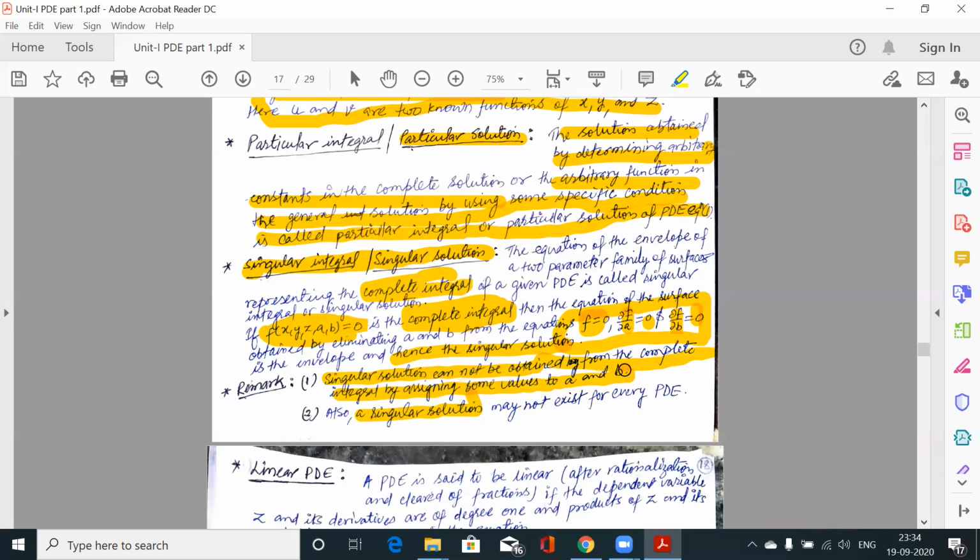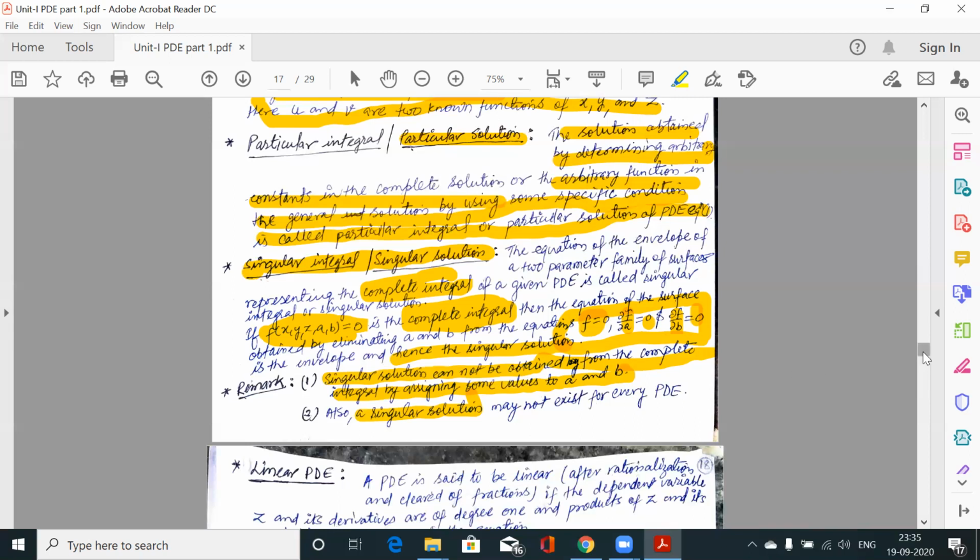So these are the two remarks: a singular solution may or may not exist for any PDE, and it cannot be obtained from the complete solution by assigning particular values to a and b. What is the process? If the singular solution exists, then we follow the process of differentiating the complete solution with respect to a and with respect to b. Then we have to eliminate a and b.